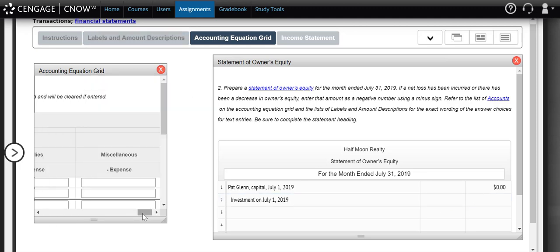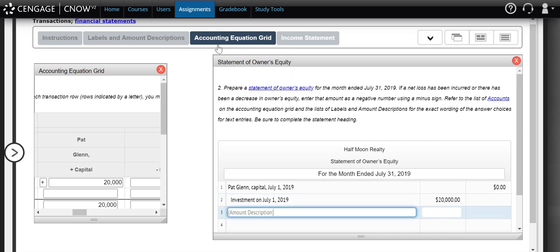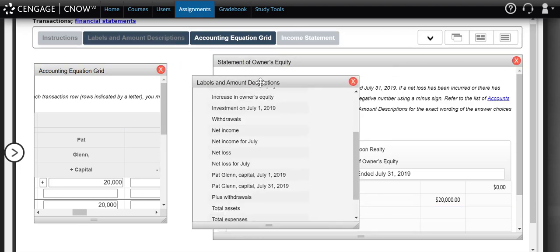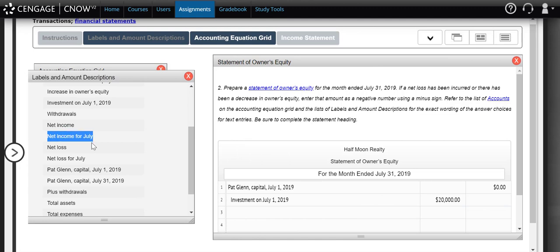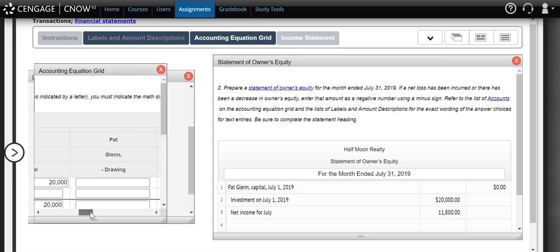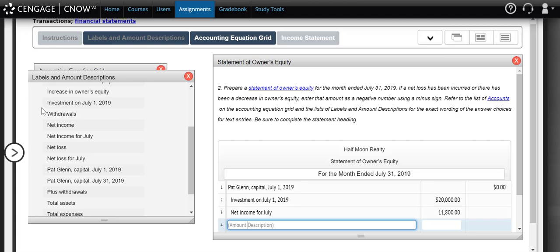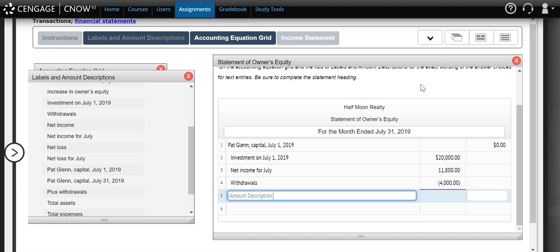That investment that was made, if we look at our accounting equation grid, we know that Pat Glenn invested $20,000 into the business on July 1st. We also have our net income for the month of July, coming right from our income statement, of $11,800. And we know that they have a withdrawal. Our owner withdrew from that business. Pat Glenn Drawing had an ending balance of $4,000. So we have to put in that there was a withdrawal. Again, in the information that was provided up here, you have to put in a minus sign for anything that's reducing the value. So we put in that minus 4,000.